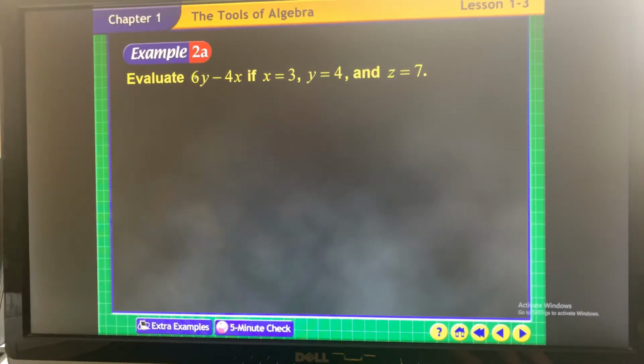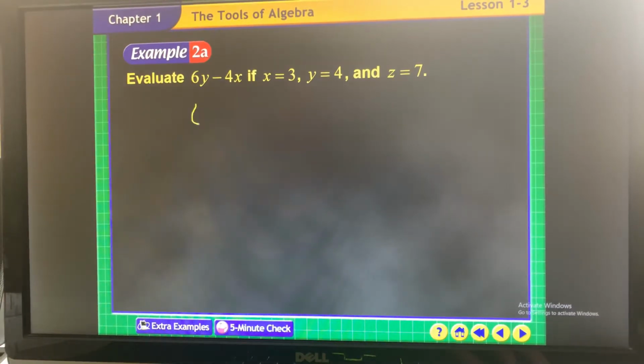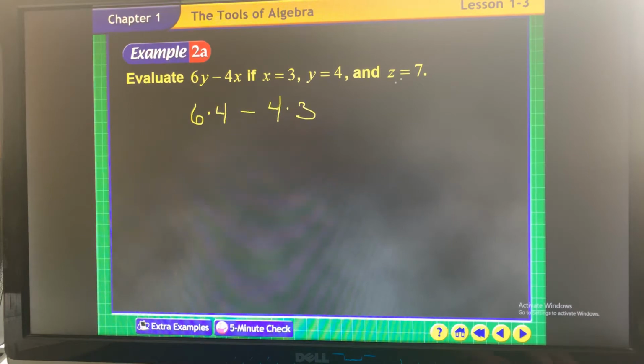Remember, if there's no symbol, it means to multiply. So this is actually 6 times y, which is 4, minus 4 times x, which is 3. There's no z. The next problem, there will be a z. So you don't need to use the z for this algebraic expression. But you'll go on to solve this, and you'll have 24 minus 12, and then you're done. Okay?